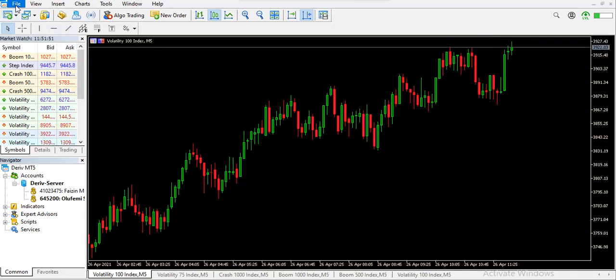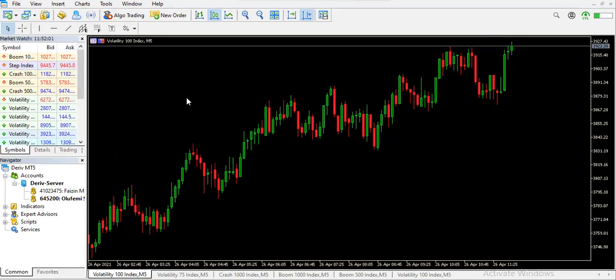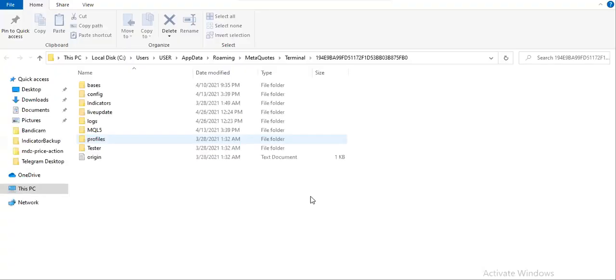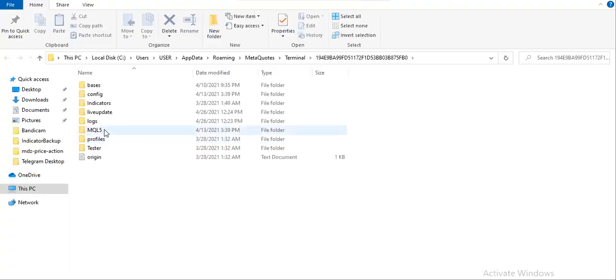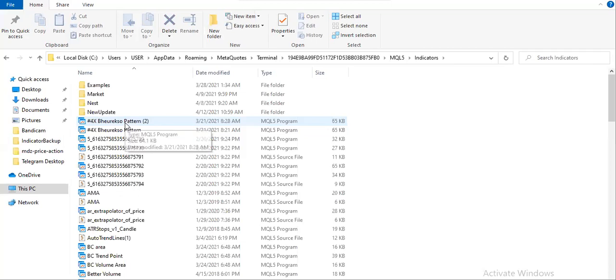So first of all, you open your platform, your Deriv platform MT5. You click on File. You select Open Folder, Open Data Folder. So I'm going to do that now. So the screen pops up like this. Then you click on the MQL5 and you click on Indicators.